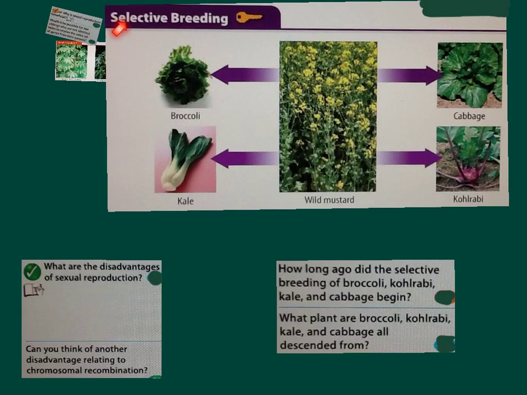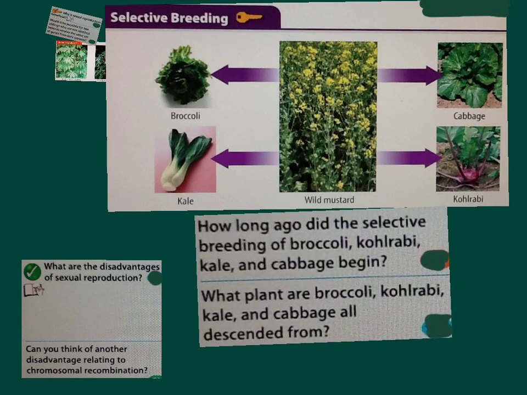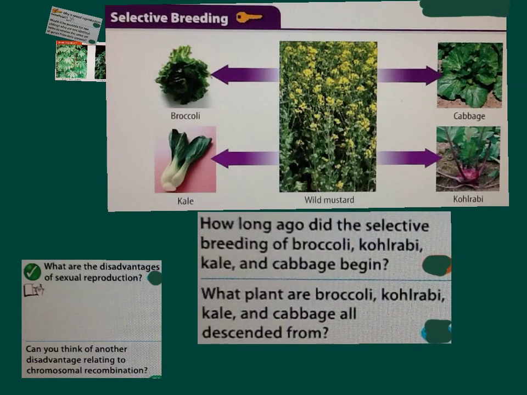Okay, so now I want you to go ahead, pick one of the 2 questions that I have here, please. Write it in your science journal. How long ago did the selective breeding of broccoli, kale, cabbage, and kohlrabi, which is this one here, I was looking for the picture, kohlrabi. Probably don't know that one, but we do know cabbage, broccoli, and kale. How long ago did the selective breeding process begin?